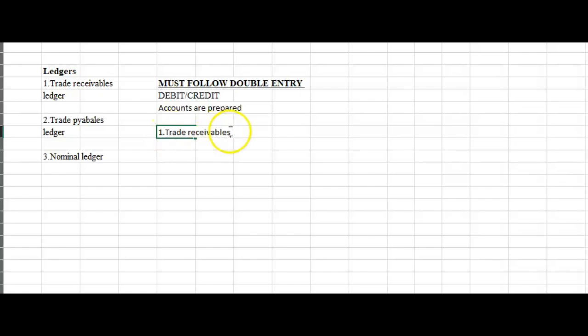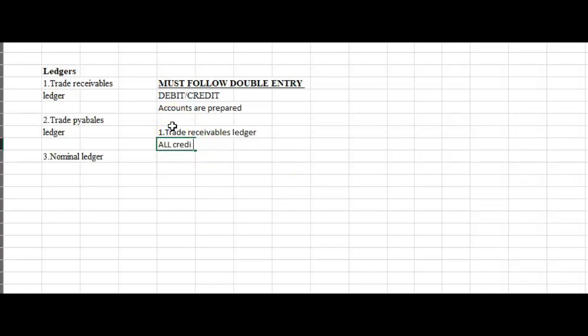We start with the receivables ledger. This ledger is used to keep records of all customers who buy on credit. The information posted to the receivables ledger comes from several books of original entry, such as the Sales Day Book, Sales Returns Day Book, the Cash Book, and the Journal.